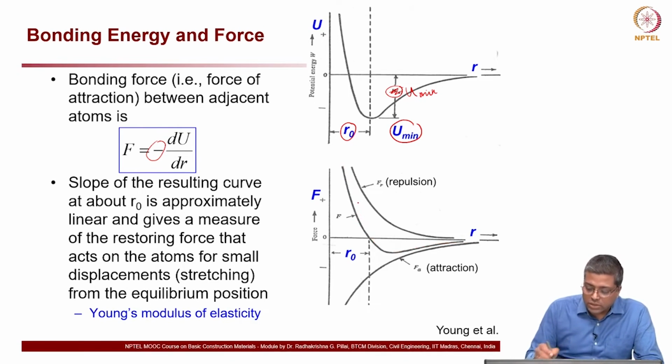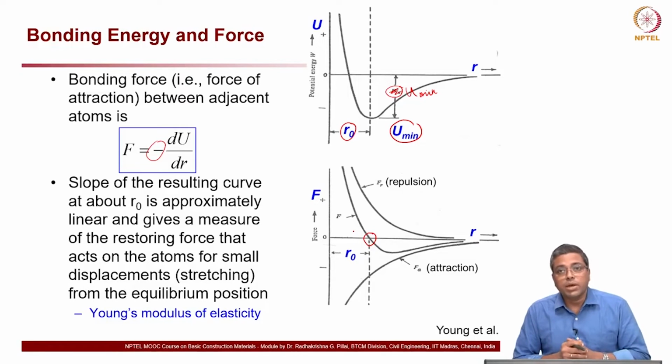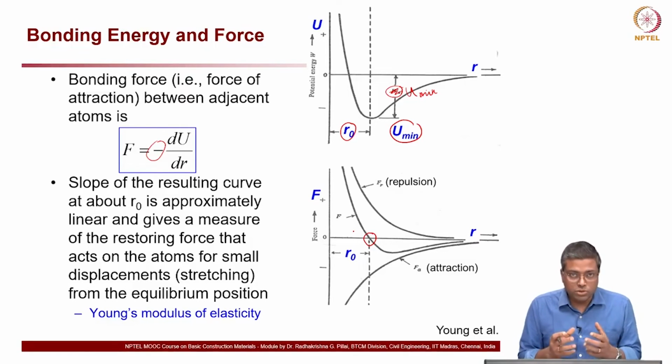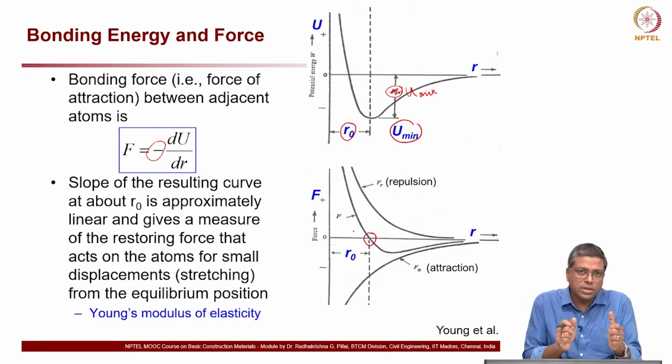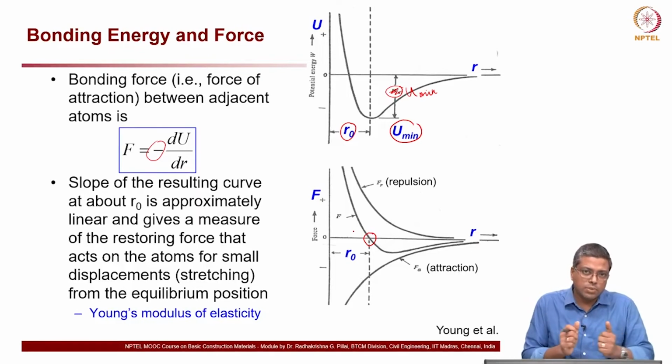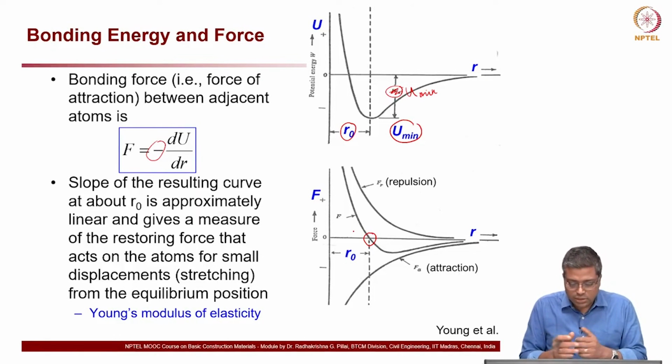Now, the slope of this curve at this point, that is at R0, is approximately linear and gives a measure of the restoring force, or the reaction that acts on the atom for small displacement. So, when you stretch a little bit, there will be a reaction to keep the material together, and that is the force representing this. I will show this more clearly on the next slide.